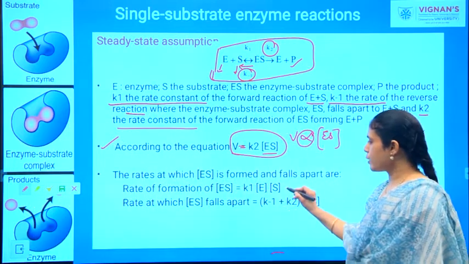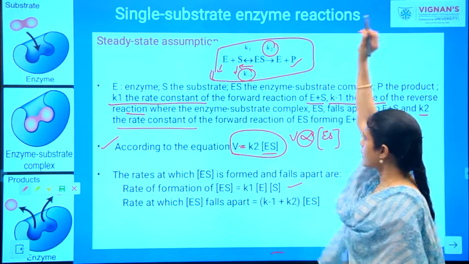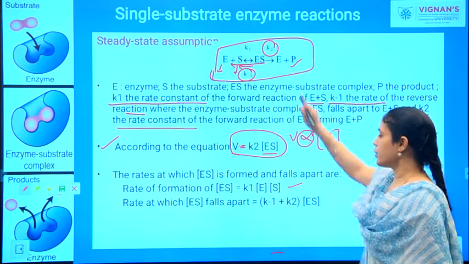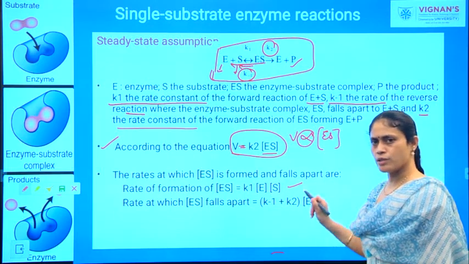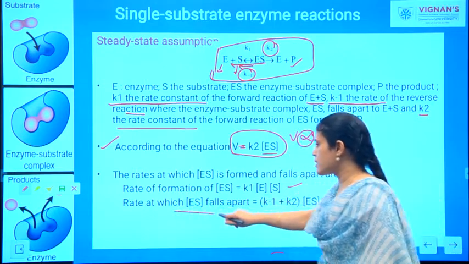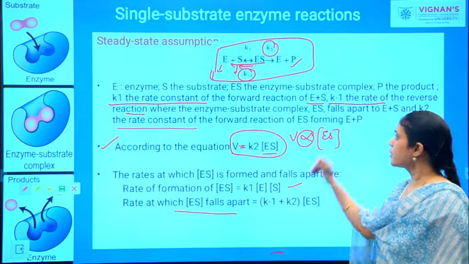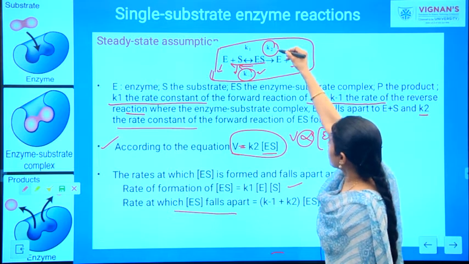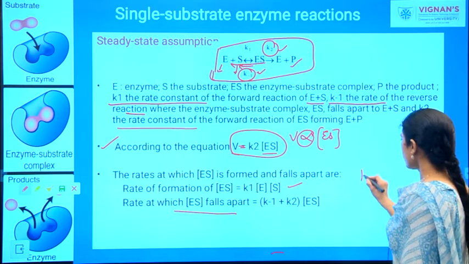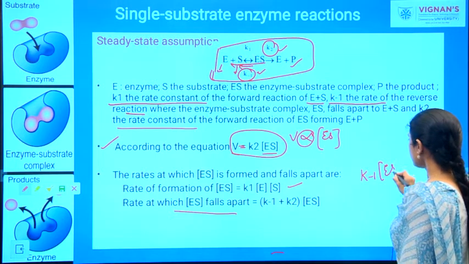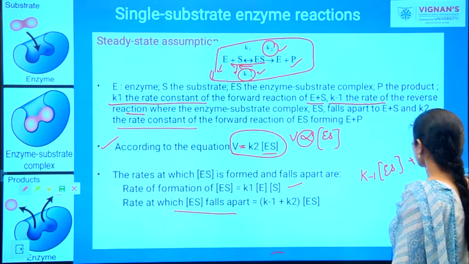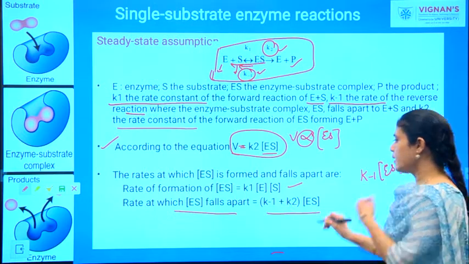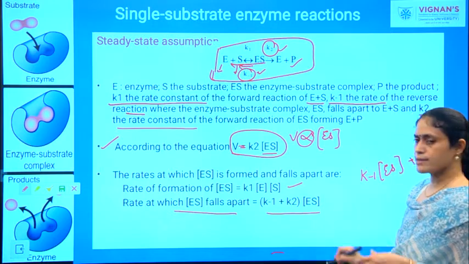We will be showing here the rate of formation of enzyme substrate complex. Here the rate of formation of this enzyme substrate complex we are representing as K1 into concentration of enzyme and concentration of substrate. The rate at which enzyme substrate complex falls apart is nothing but K minus 1 ES plus K2 ES. So upon taking the common, you will be getting K minus 1 plus K2 into ES.